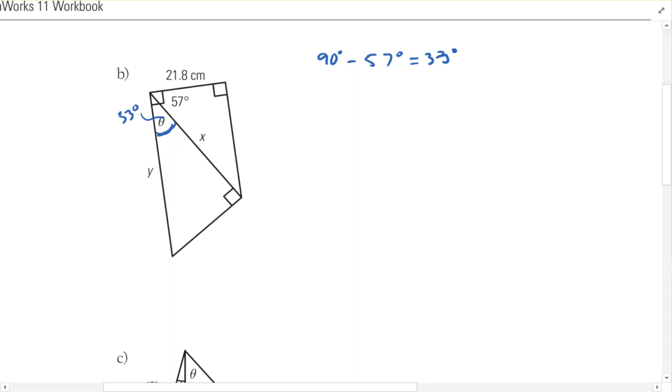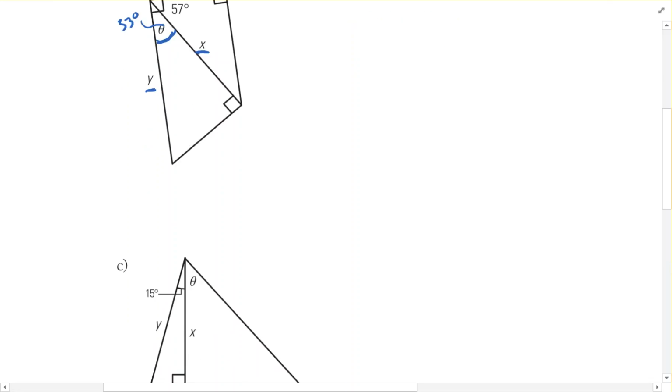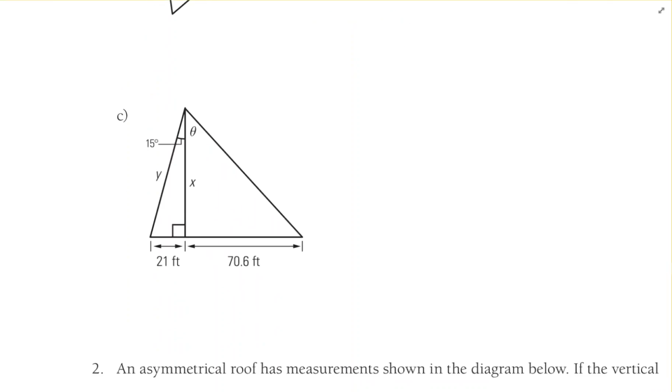Now that we know that, let's go ahead and figure out x, and once you know that, it should be pretty straightforward to figure out y. So I actually changed my mind. I'm going to let you finish the rest of this one. So go ahead and answer number B now. Okay, C.